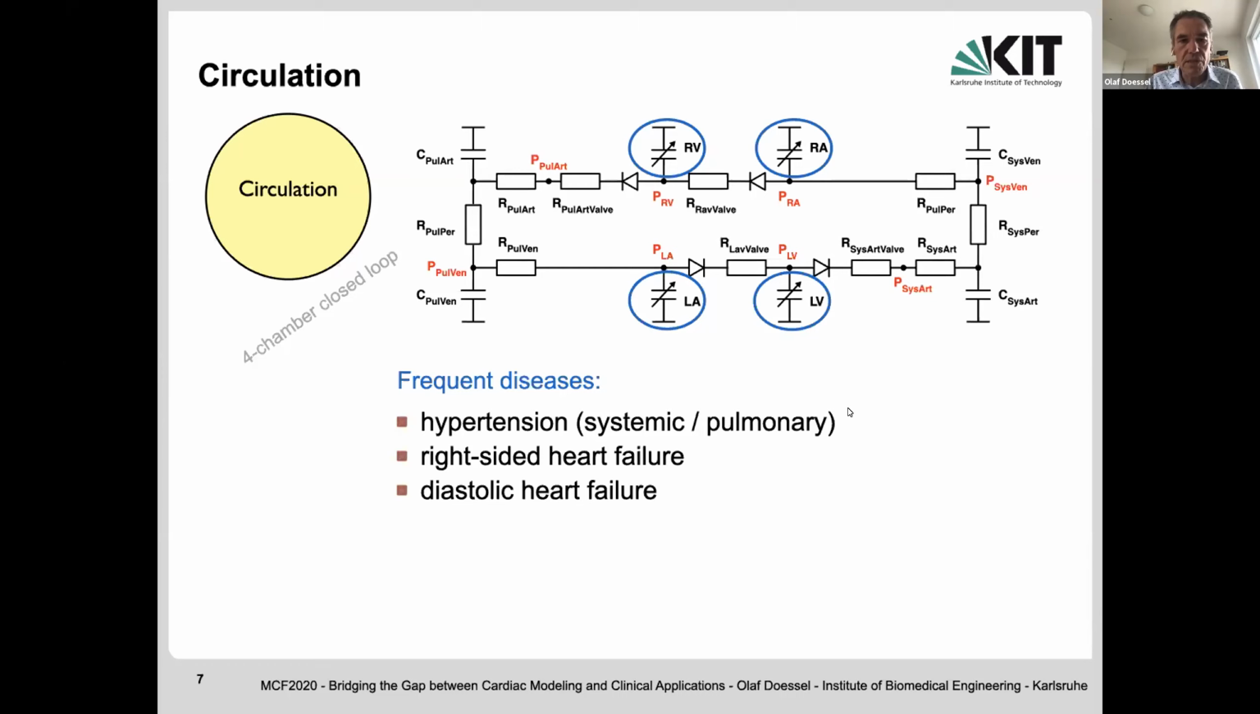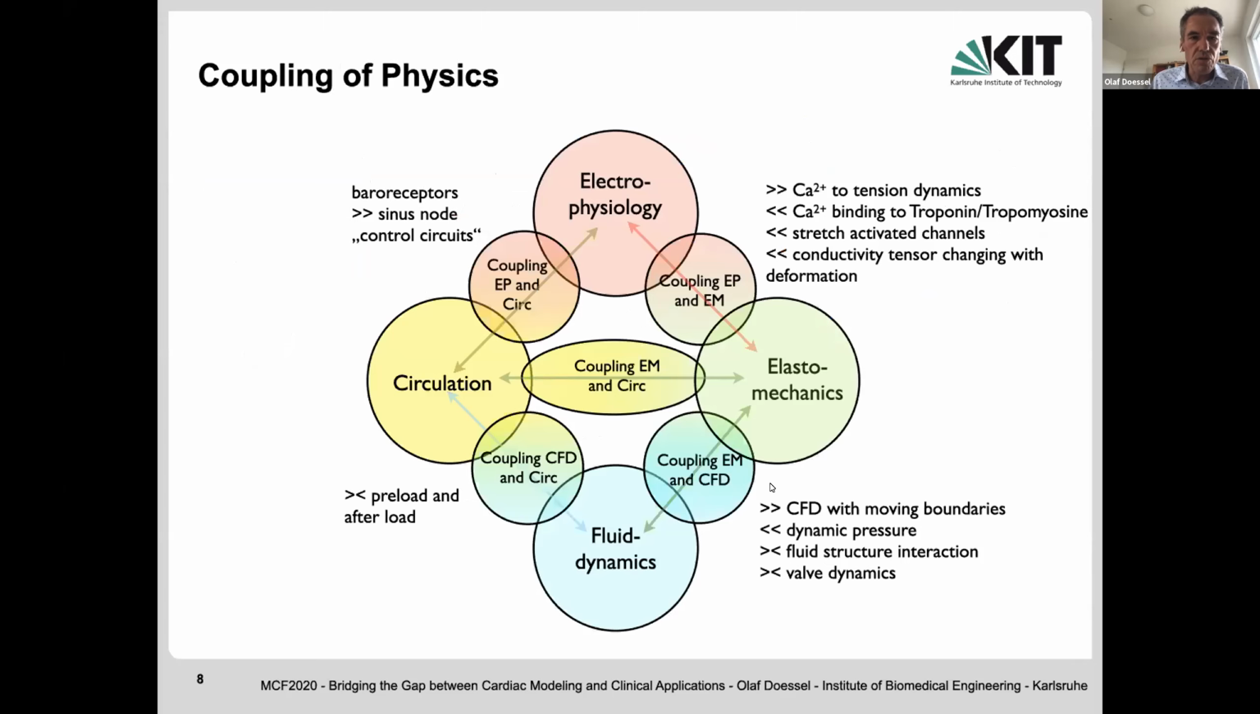There are also diseases. Hypertension is mainly perhaps a point where we cannot contribute so much, but always if you talk about right-sided heart failure, or if you talk about diastolic heart failure, then it is extremely important to look at the whole closed loop. Here I showed the picture again, and here I comment a bit more on the coupling.